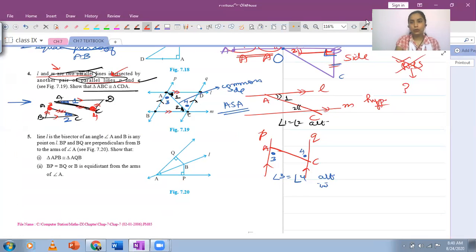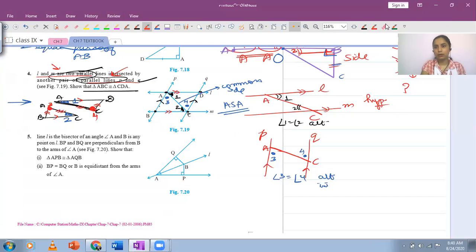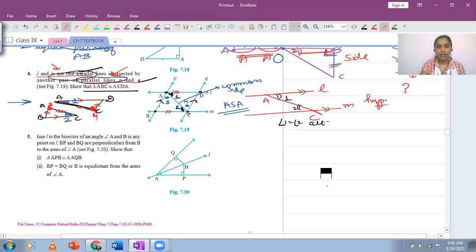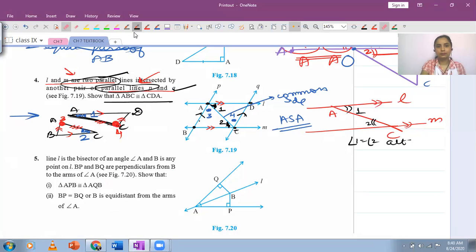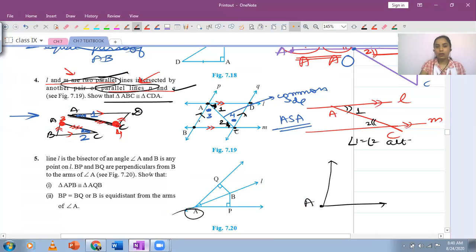Okay, let's look at question number 5. Question number 5 is about the bisection of an angle. You have been given one angle as angle A and line L bisects that angle. So let's just start by drawing the angle. Let's just simply draw an angle. And this angle has been marked as A. The vertex is A. Just the vertex. A line bisects this angle. Let's draw the bisector for this one.